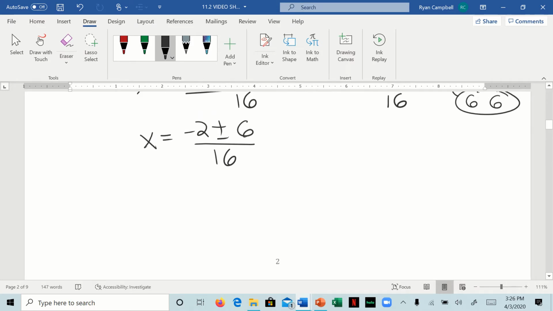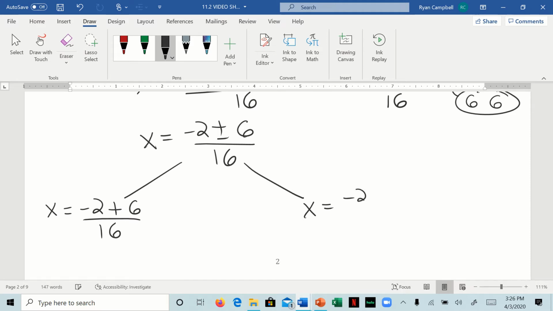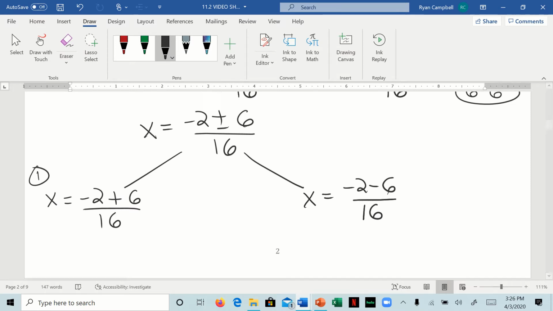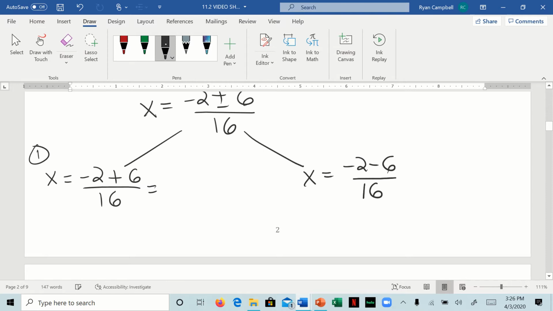So we can actually simplify this, right? This gives us 2 separate equations. We have x equals negative 2 plus 6 divided by 16, and x equals negative 2 minus 6 divided by 16. In the first equation, we get negative 2 plus 6 is positive 4 divided by 16. Then we can simplify that by dividing top and bottom by 4. 4 divided by 4 is 1, 16 divided by 4 is 4. So x is 1/4.